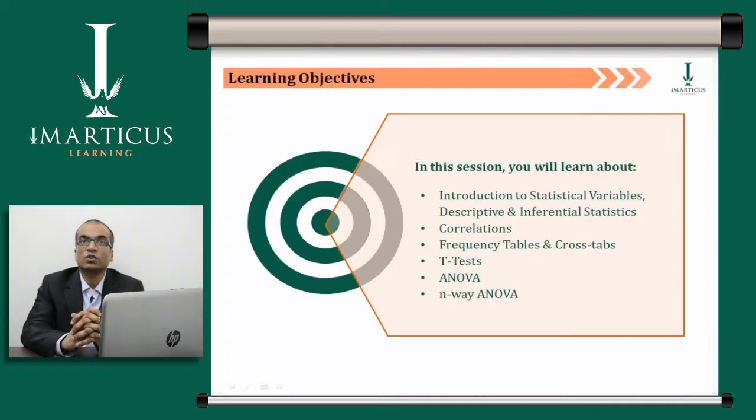So in this session what you will be talking more about would be about statistical variables, descriptive and inferential statistics, correlations, frequency tabs, crosstabs, t-test, ANOVA, and N-way ANOVA. N-way ANOVA is more specifically talking about people who are into market research, so we'll be stressing more on ANOVA rather than more than two-way ANOVA, right? So let's start off with the session.